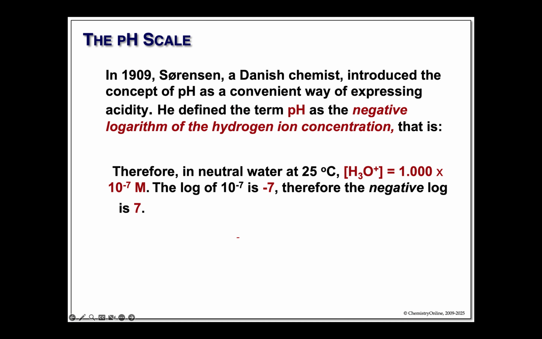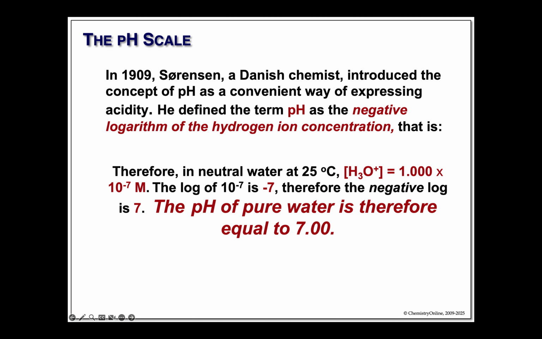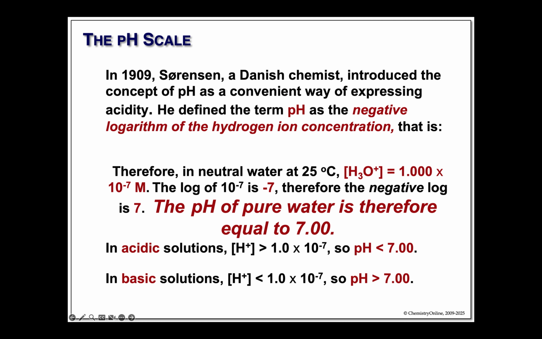Let's think about our neutral water, okay? We said in neutral water, hydronium was 10 to the minus 7 moles per liter. The log of 10 to the minus 7 molar is minus 7. Remember, pH is defined as the negative of that. Therefore, if we have neutral water, the pH is 7. That's where pH 7 comes from. It simply describes the fact that pure water has 10 to the minus 7 molar hydronium.